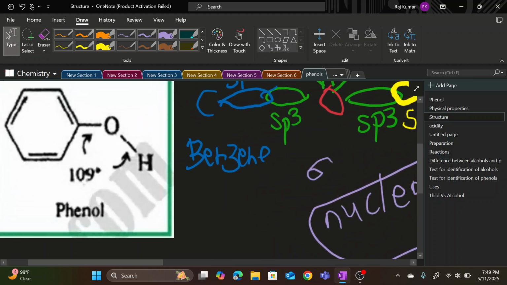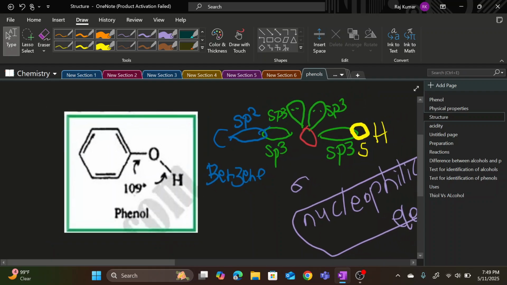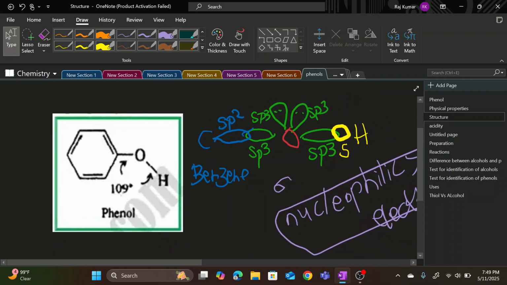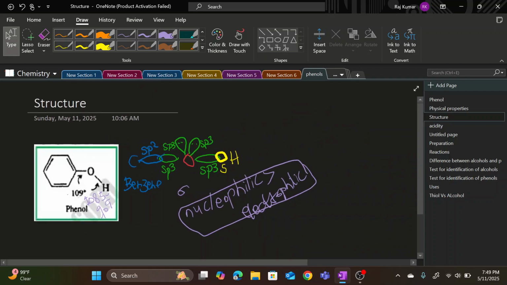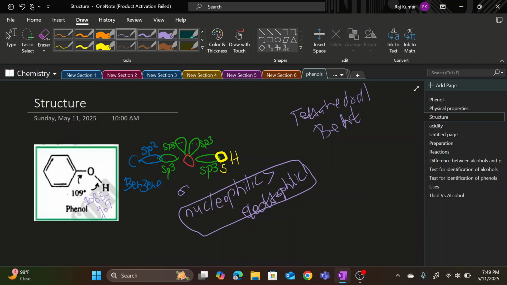And when it comes to the bond angle, because of the presence of the benzene ring, there is not much repulsion between the benzene ring and hydrogen, due to which the bond angle is around 108.5, or 109, something around that. So this is the bond angle. The structure has a tetrahedral geometry and it is a bent structure. There is a slight distortion, which is because of the repulsions between the two lone pairs of oxygen.